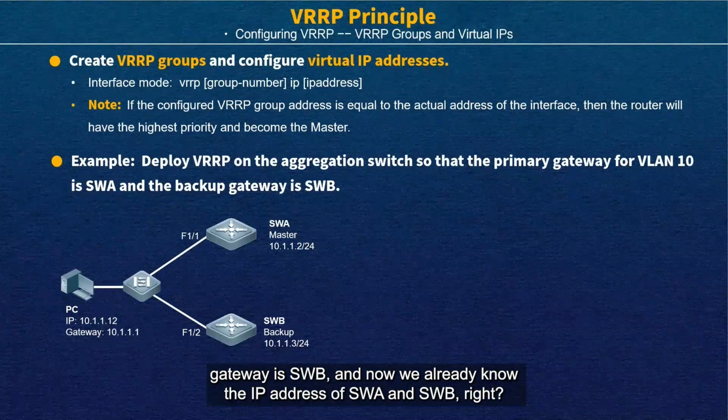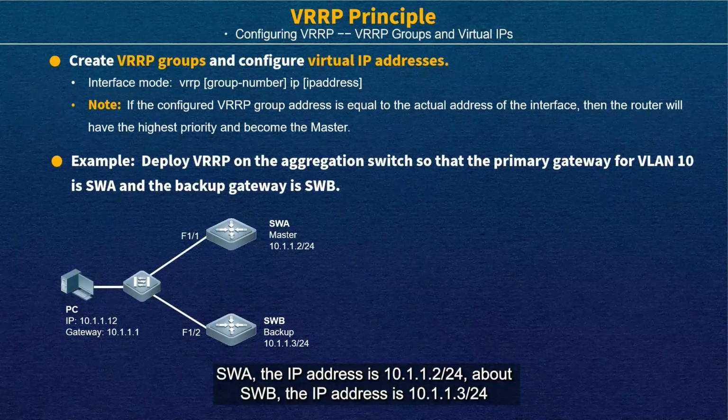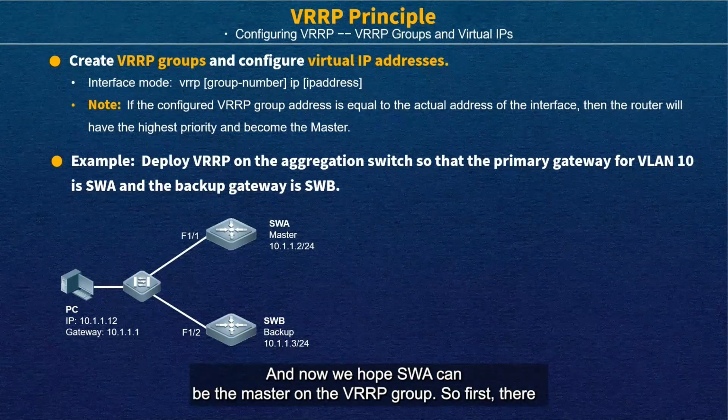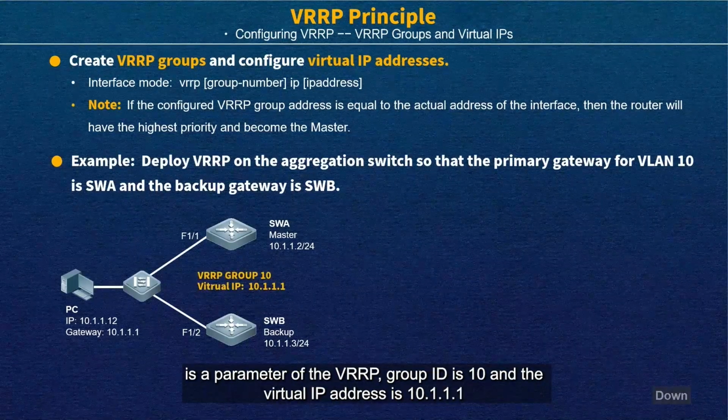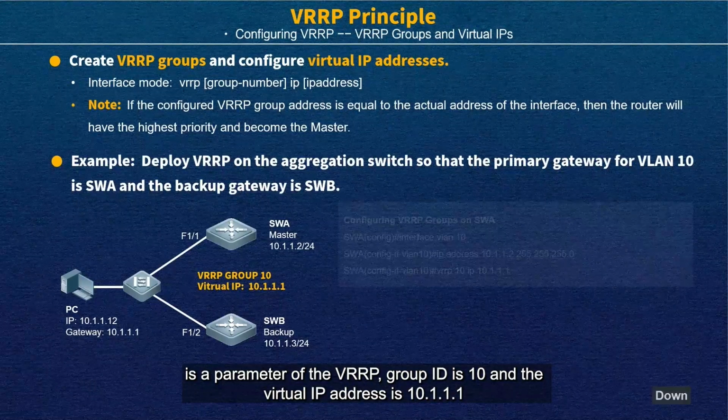And now we already know the IP addresses of switch A and switch B, right? Switch A's IP address is 10.1.1.2/24, and switch B's IP address is 10.1.1.3/24. Now we hope switch A can be the master in the VRRP group. So first, the VRRP parameters: the group ID is 10 and the virtual IP address is 10.1.1.1.